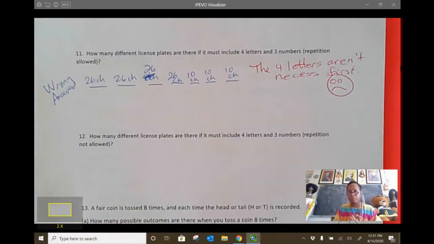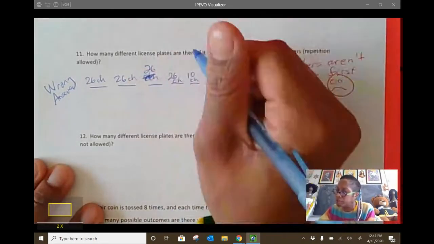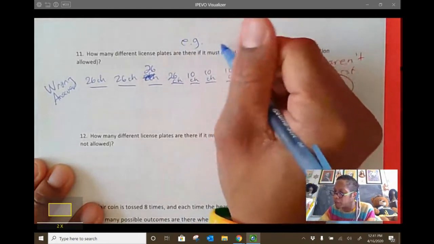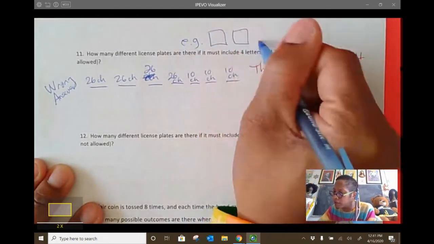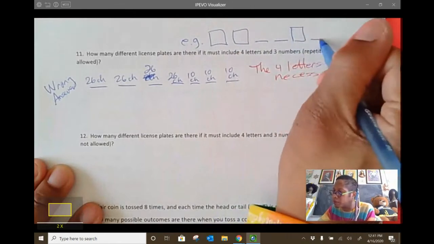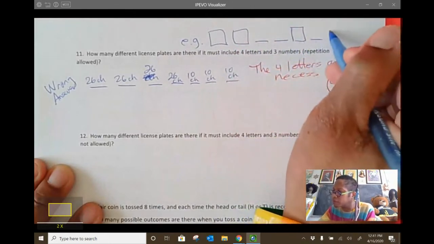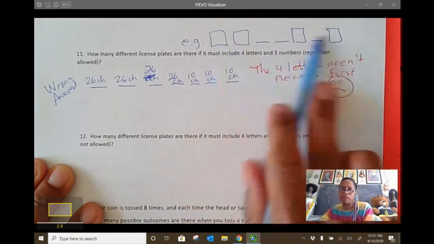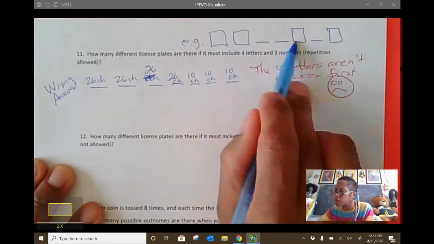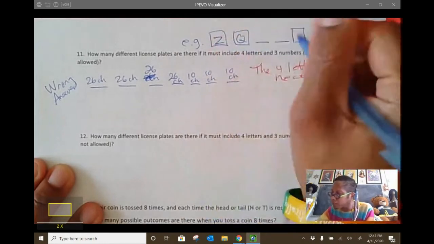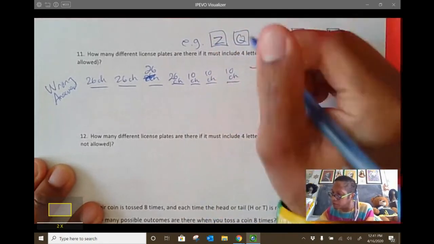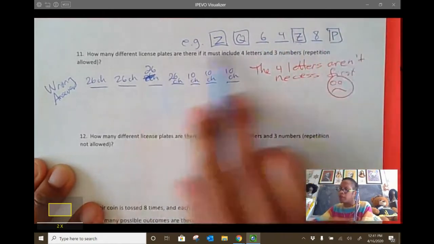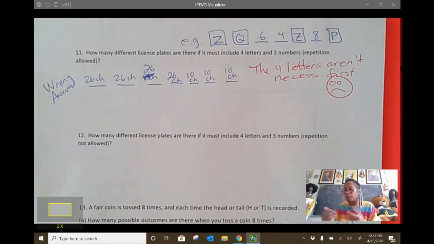So what's the right answer? Well, we need to think about it. I don't know where they're going to go. I mean, a license plate can look like, I don't know, like I need to have 4 slots with letters. Say I chose those 4 slots for the letters, and then I have 26 choices, 26 choices, 26 choices, 26 choices. Like I can have Z, Q, Z, P, and then 6, 4, 8. That's a license plate, right? So I need to first choose where I put the letters, then pick the letters, and then I don't need to choose where the numbers go, because if I choose where the letters go, then I'm done.